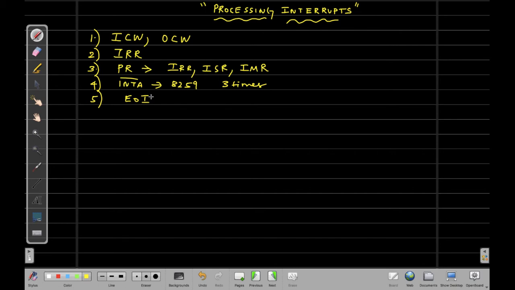There are two types of end of interrupts which can be programmed. One is called EOI, the second one is called AEOI. EOI stands for end of interrupt. AEOI stands for automatic end of interrupt. So these two modes can be programmed on 8259. How are we going to do this? We are going to learn this process in the next slide.